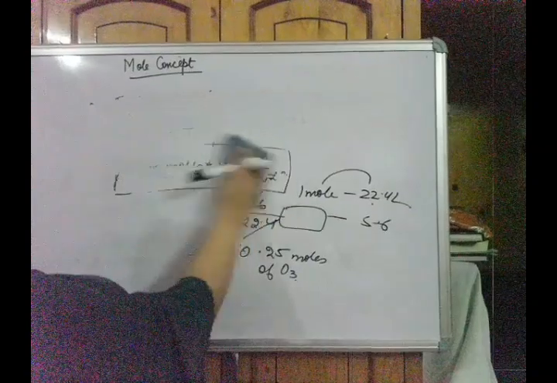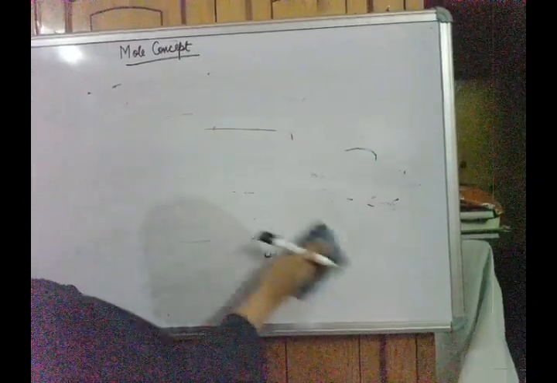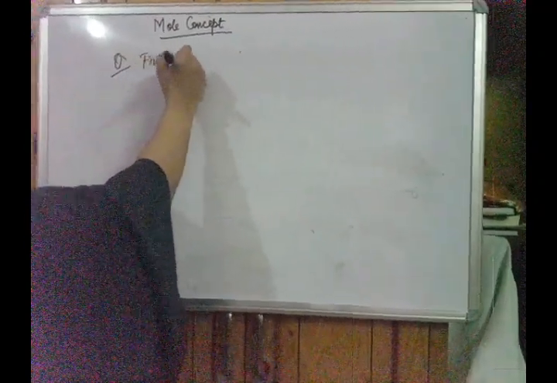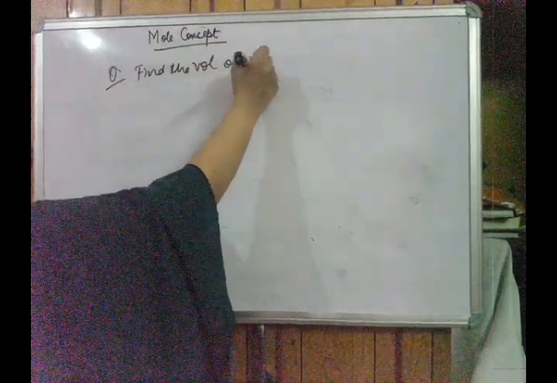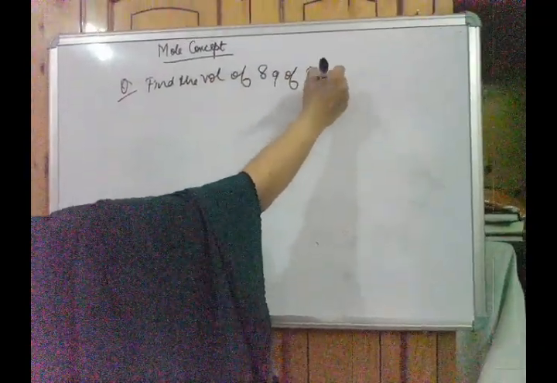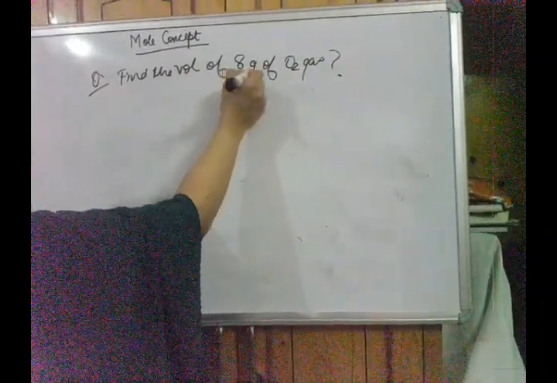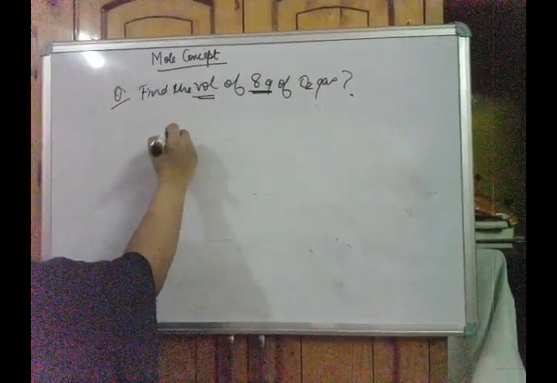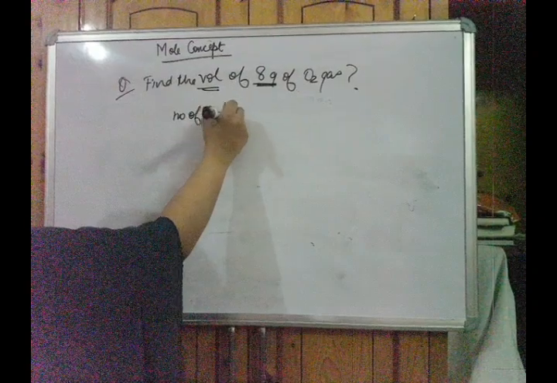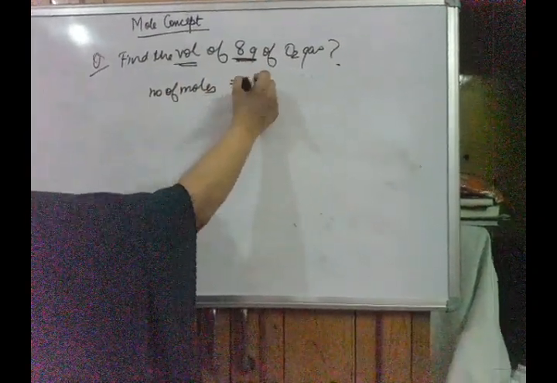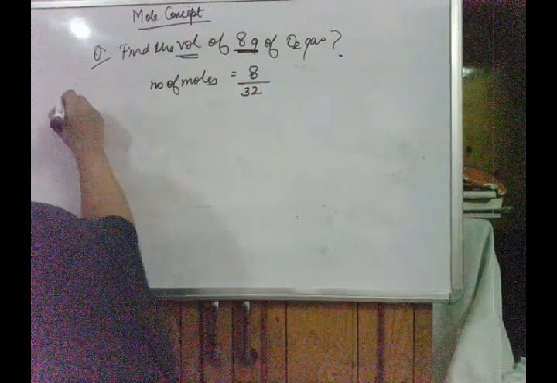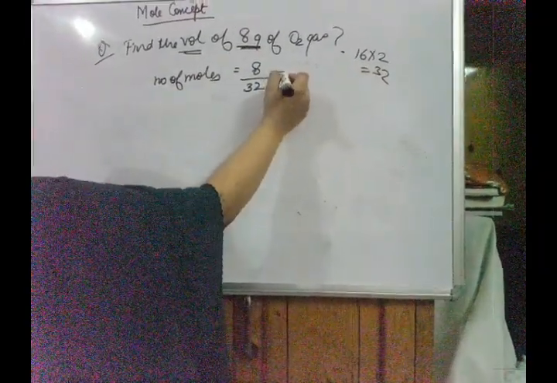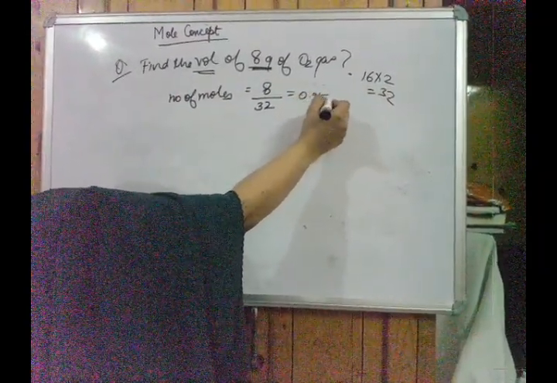Another example on this part: find the volume of 8 grams of oxygen gas. Now 8 gram mass is given and they are asking about the volume. The number of moles is not given, so with the help of the number of moles we can calculate the volume. First, number of moles is given mass divided by molar mass. For oxygen, 16 is the atomic mass, 16 into 2 is 32. So that comes out to be 0.25 moles.